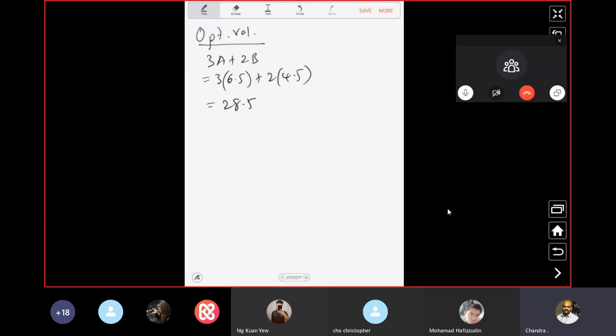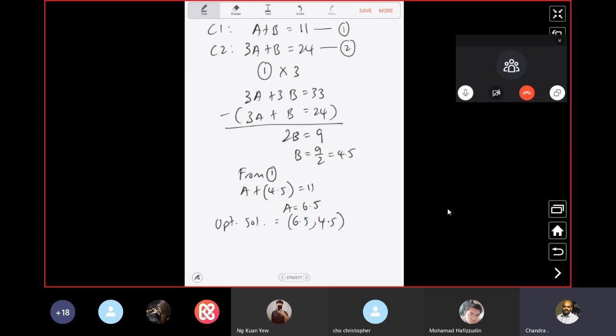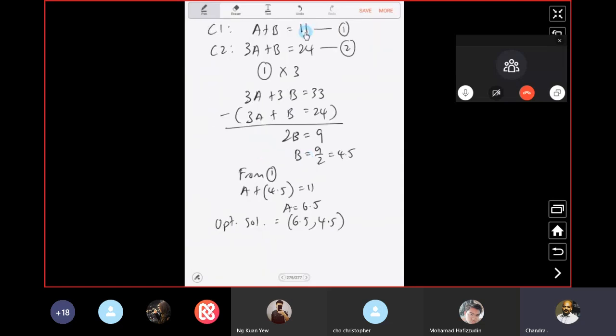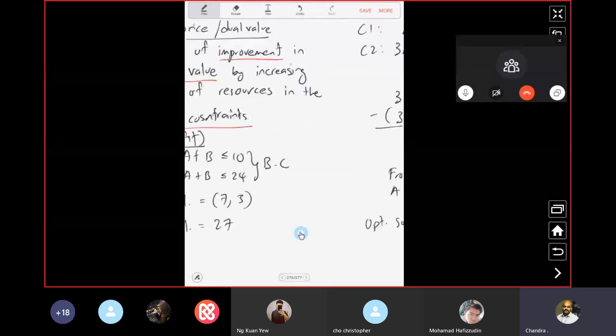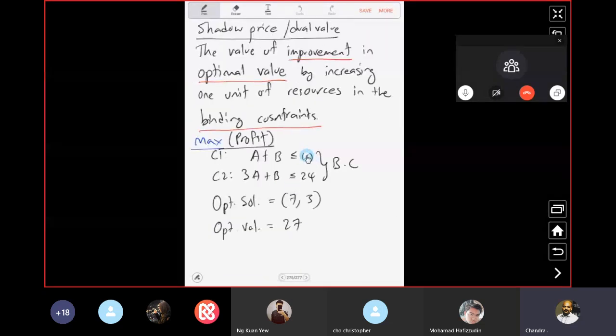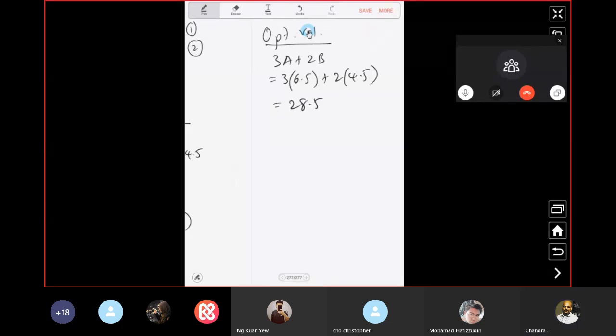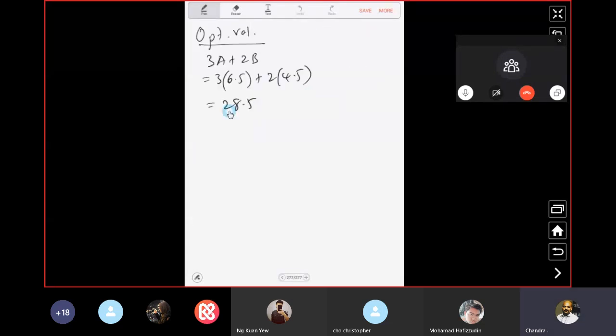Now, you tell me whether this is an improvement or not an improvement. Previously, our optimal value is 27, okay, with 10. I increase 1 unit in the resources. This is the resources for C1 on your right hand side. When I increase 1 unit in the resources of C1, which is the first binding constraint, our profit increases or not? Yes, isn't it? So this is an improvement. As a businessman, you are happy because your profit has increased.